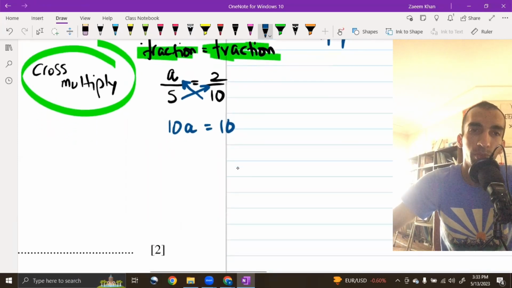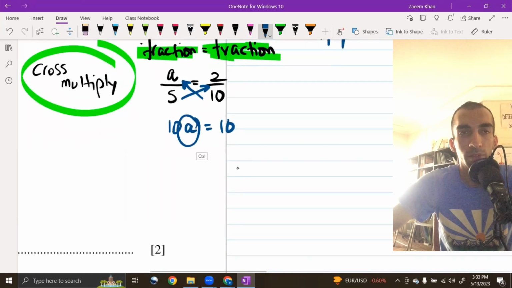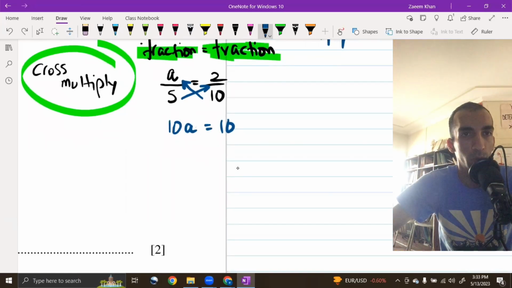We've got 10a is equal to 10. How do I isolate the variable a? How do I solve for a?